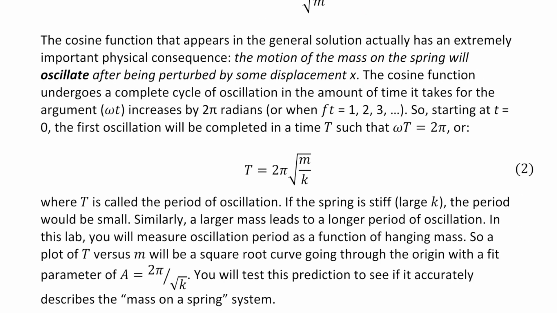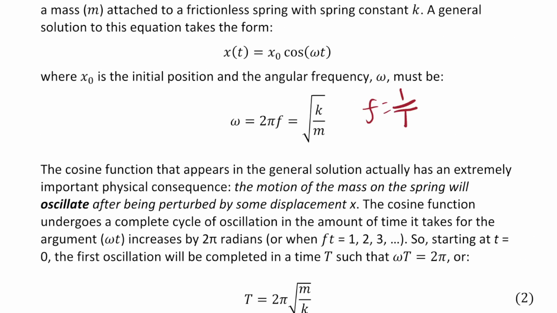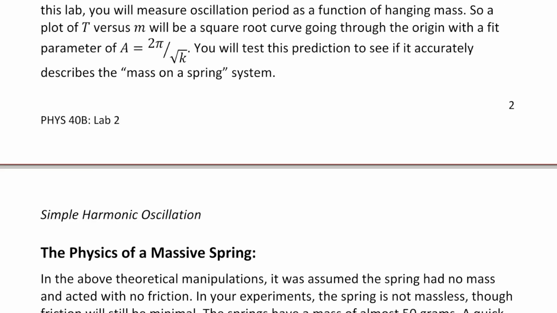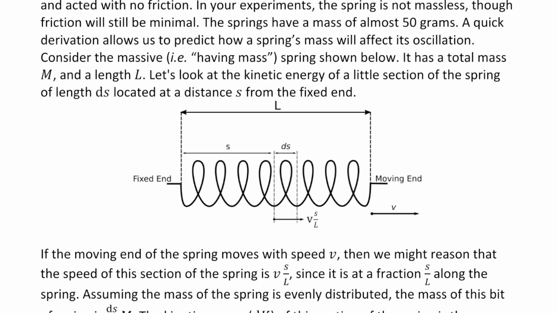And then the period is 2 pi root m over k, which we can find from omega, because we know omega t equals 2 pi. It's given here. You could also just see it if you change this f to 1 over t. Omega t equals 2 pi, and therefore t equals 2 pi over omega, which implies that t is 2 pi root m over k. All right. And then they tell you that this fit parameter is 2 pi over root k. I'm going to talk more about where that comes from a little bit later.